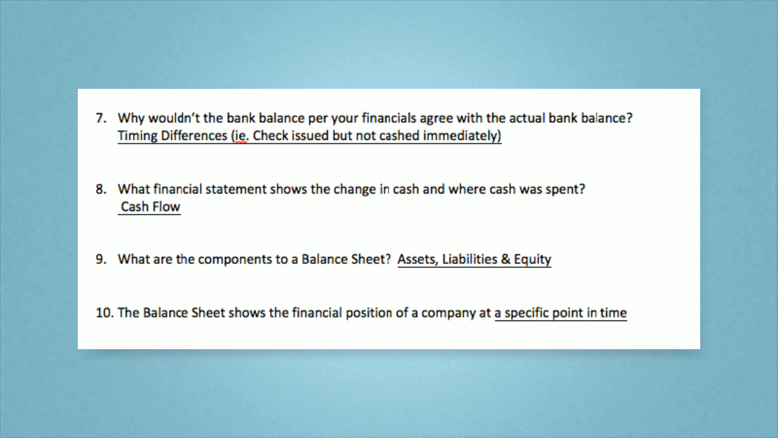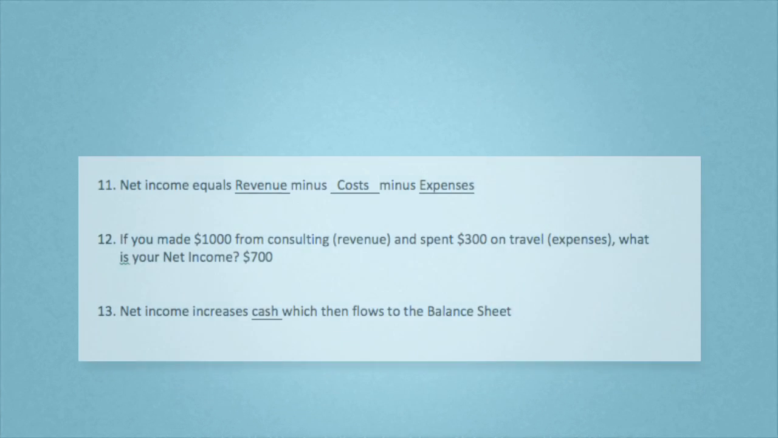What are the components to a balance sheet? Assets, liabilities, and equity or owner's equity. The balance sheet shows the financial position of a company at a specific point in time.